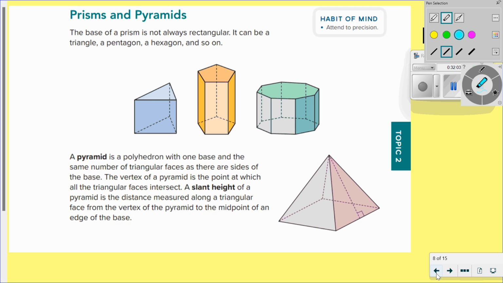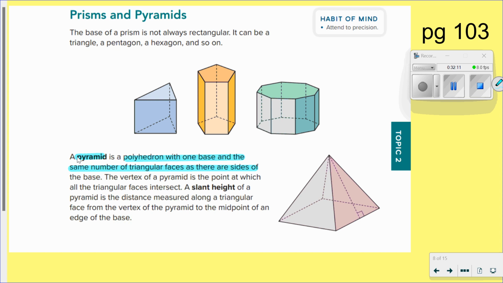Your first definition is a pyramid. A pyramid is a polyhedron with one base and the same number of triangular faces as there are sides of the base. The vertex of the pyramid is the point at which all of the triangular faces intersect. Everybody should be marking this in. I'm going to change the colors to make it easier for you guys.